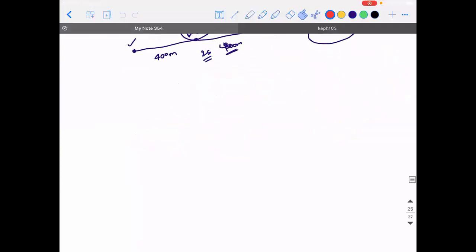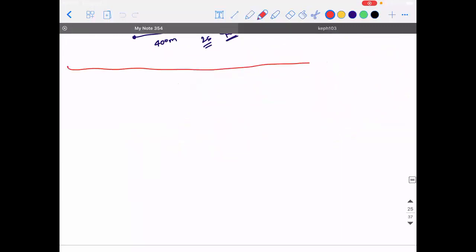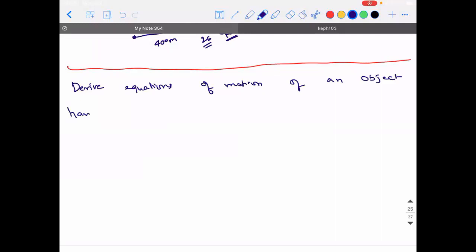So the last topic that we have seen is V is equal to U plus AT. Just for the sake of recollection, let me do it again. The heading is: derive equations of motion of an object having constant acceleration using the calculus method. Right, that is what we need to do.